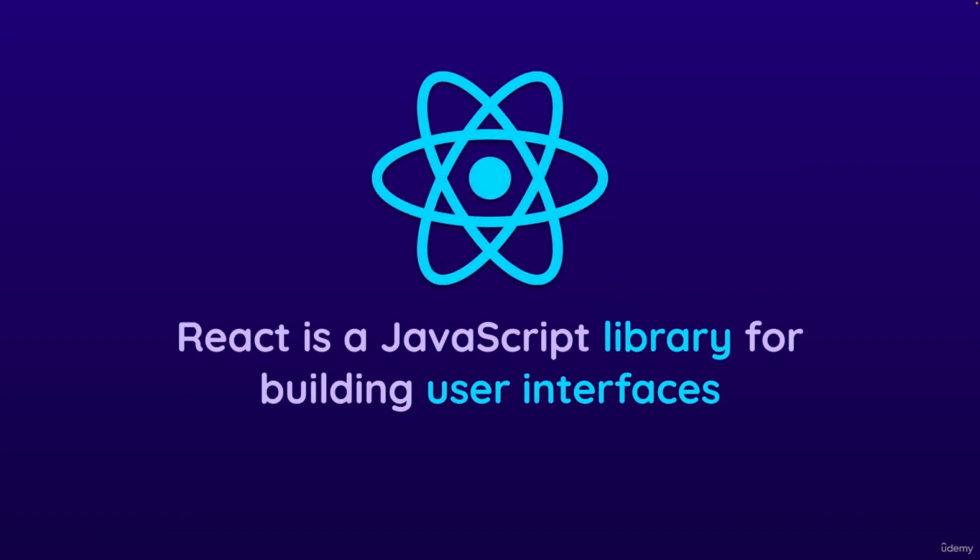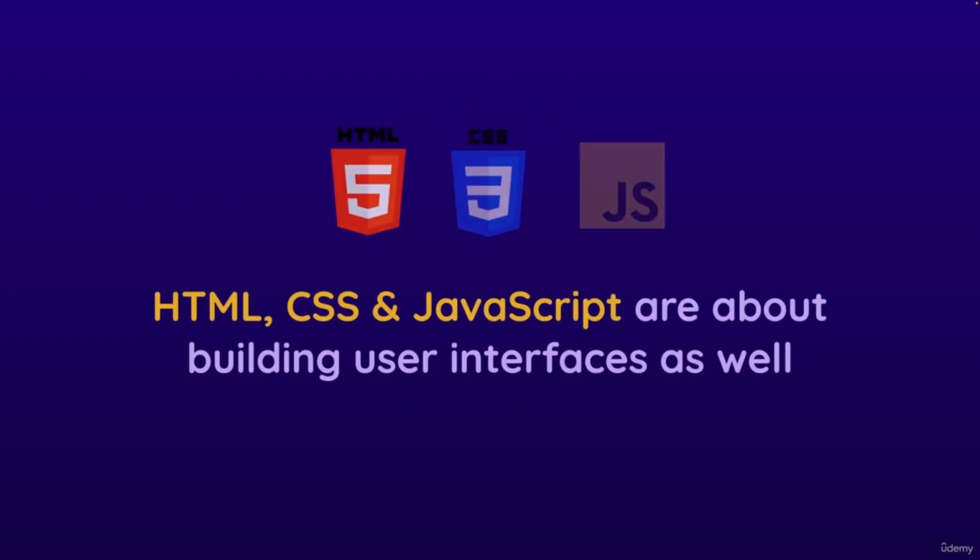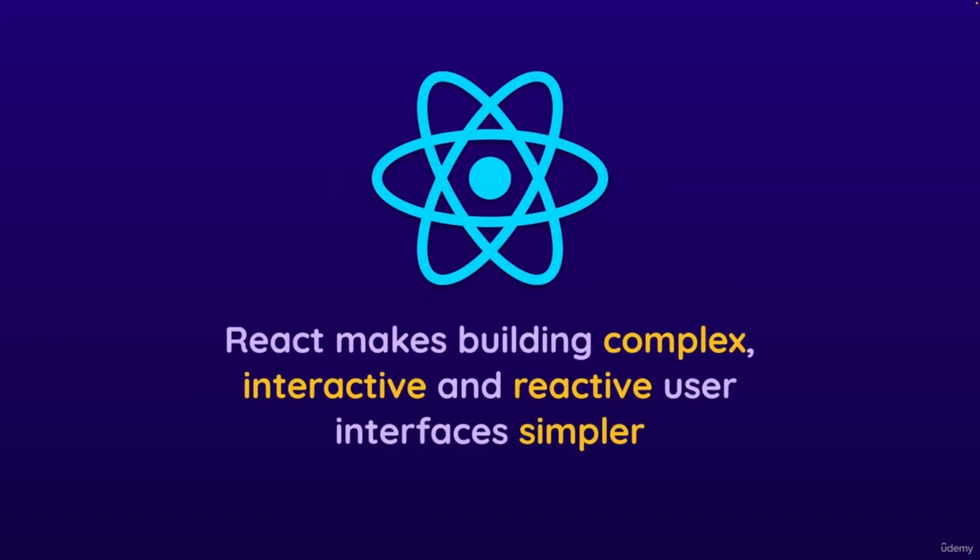So let's now dive into all these important basics and fundamentals. And for that, keep in mind what you learned in the first course section. React is a JavaScript library for building user interfaces. And we also learned that, of course, in general, HTML, CSS, and JavaScript are about building user interfaces as well. But I also mentioned in the first course section that we use libraries like React because that simplifies building those user interfaces.